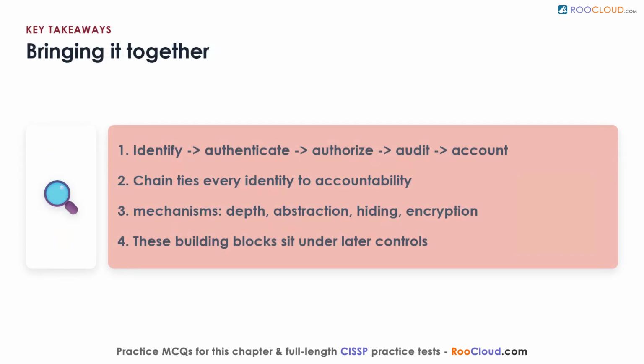So let's bring it together. Identification claims who you are, and authentication proves it. Authorization decides what you may touch. Auditing records what you did. And accounting holds you responsible for it. Underneath the controls sit 4 reusable mechanisms. Defense in depth layers your protection. Abstraction groups things for efficient control. Data hiding locks data out of reach. And encryption scrambles meaning from prying eyes. Master this chain and these building blocks, and every control you meet later will slot right in.